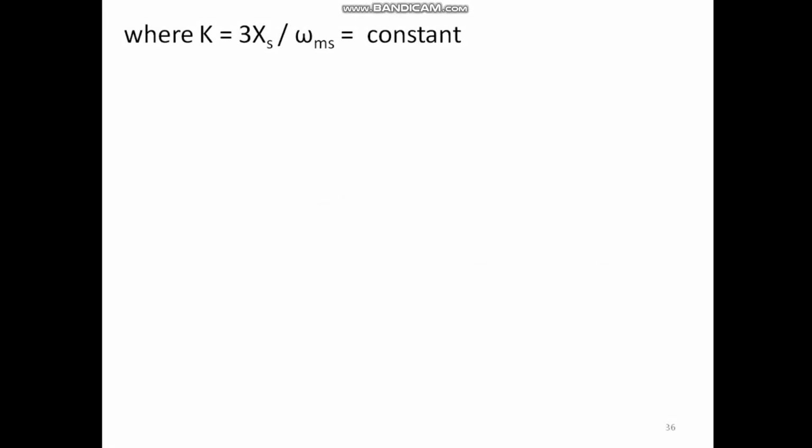Okay, see what I had said, it is 3xs into 3xs divided by omega ms. Now this is a newly introduced constant here, right? Now delta is taken to, for delta plus or minus 90 degree, my torque value would be plus or minus what we have derived, K into IF into IS, right?